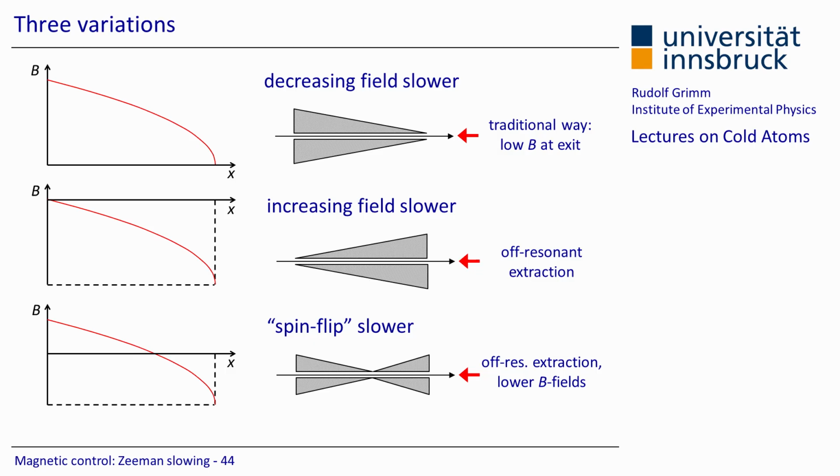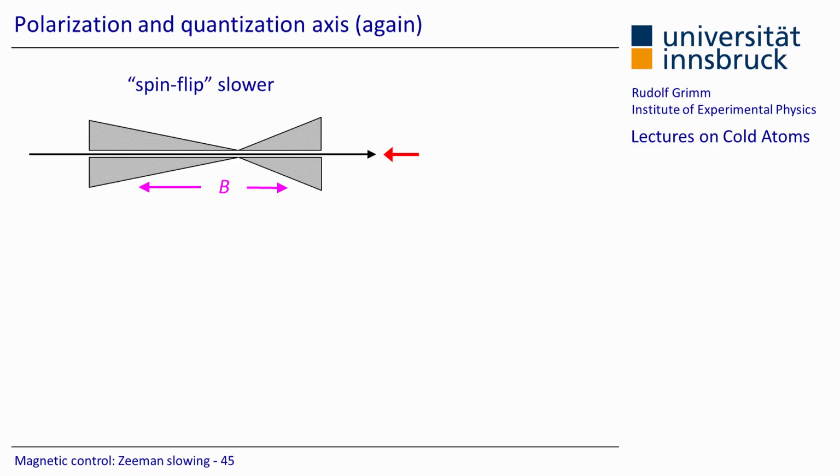Earlier in the lecture we discussed the polarization of the laser and the role of the quantization axis. So what is sigma plus, what is sigma minus, what is right hand, what is left hand circular polarization. Okay, let us consider such a so-called spin flip slower. We enter the first tapered solenoid, at the entrance we have high magnetic field, and then the magnetic field gets smaller, and then it changes its direction. And then the modulus of the magnetic field increases again.